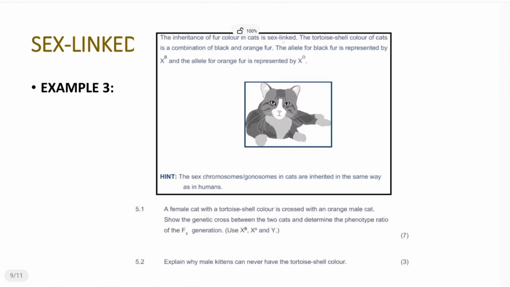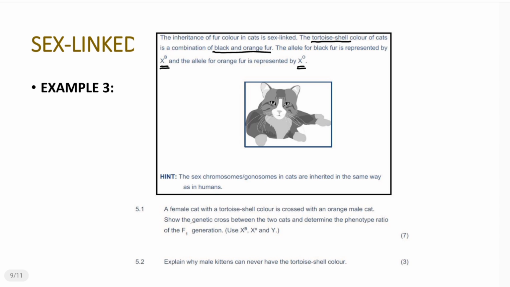It says that the inheritance of fur color in cats is sex-linked, okay? The tortoise shell color in cats is a combination of black and orange. Let's note this statement. So this combination of black and orange is called a tortoise shell color, okay? The allele for black fur is represented by X, capital letter B, okay? And the allele for orange fur is represented by X to the exponent of capital letter O. So this is black and this is orange, all right? They said, hint, the sex chromosomes or gonosomes in cats are inherited in the same way as in humans. Okay, that's nice to know.